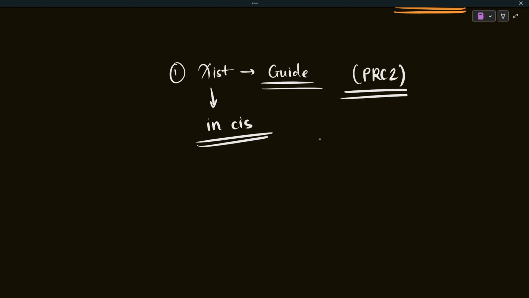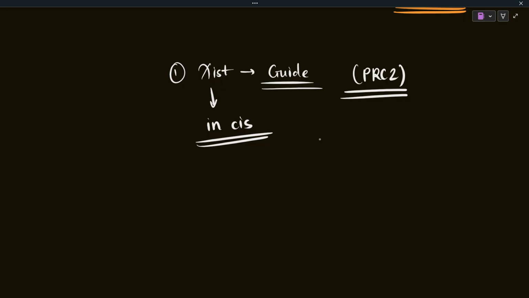Once XIST long non-coding RNA is produced, then comes the choice part. Whether the choice will be random or skewed will be determined. Whether the X chromosome inactivation will be random or imprinted will be seen. The random X chromosome inactivation is a widespread phenomenon, while imprinted X chromosome inactivation is rare. It is only seen in the extraembryonic tissue in mammals, like the placenta or the trophectoderm. Trophectoderm develops into the placenta.